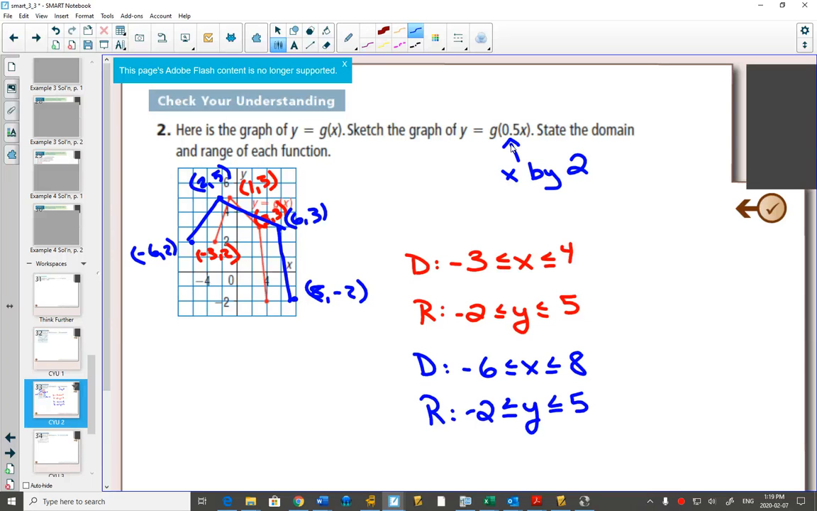Questions for practice on this one are 4 and 8.